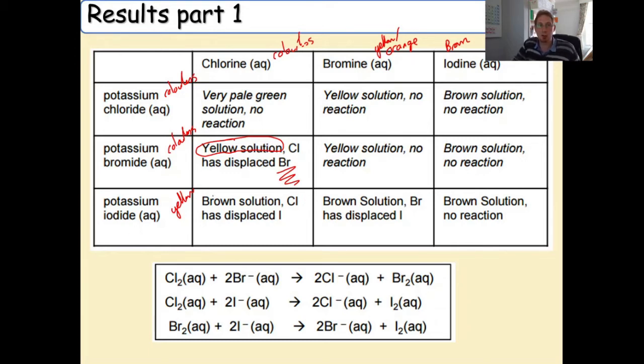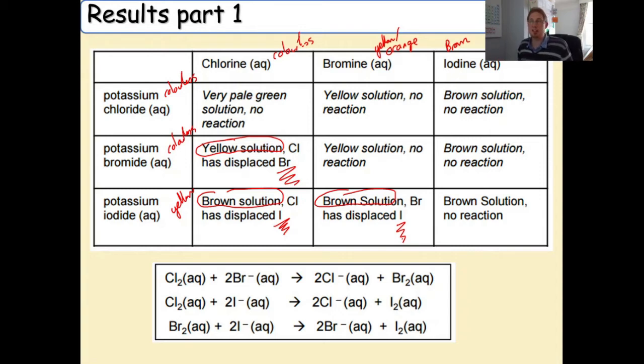Potassium iodide and chlorine would generate a brown solution. Why? Because chlorine is able to displace iodine, generating iodine water, which is brown. Potassium iodide, which is colourless, and bromine, which is yellow-orange, would generate a much darker brown solution because bromine displaces the iodine. So those are the three where you see a darkening.